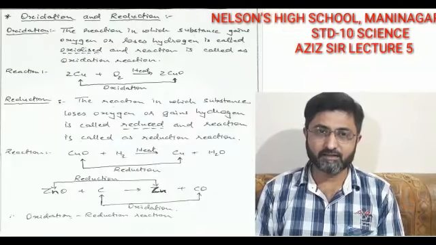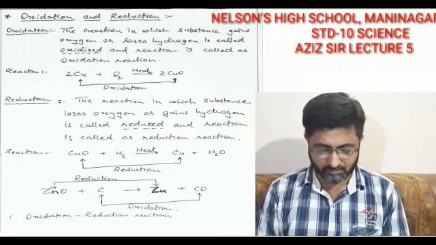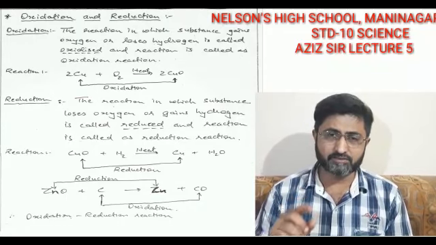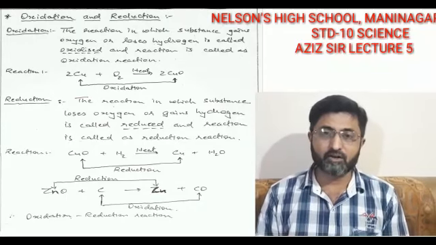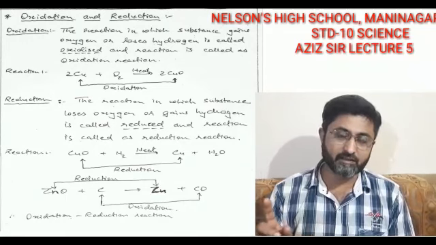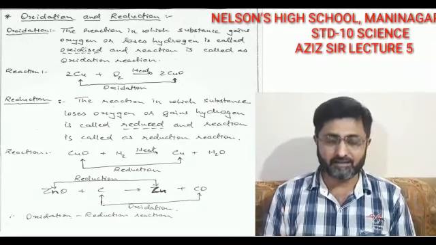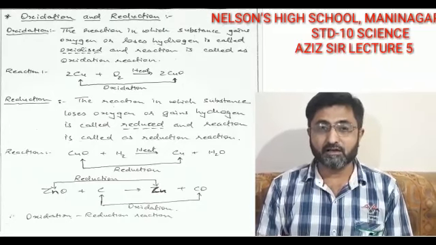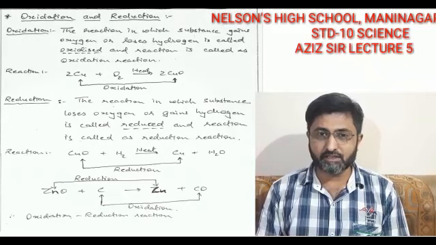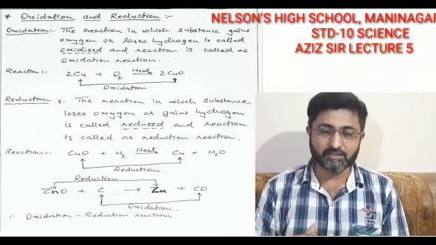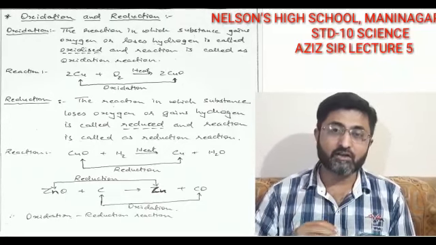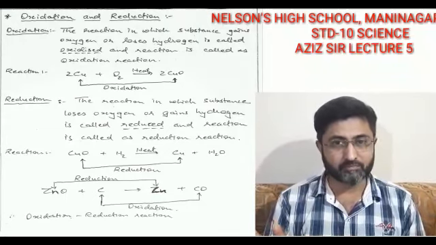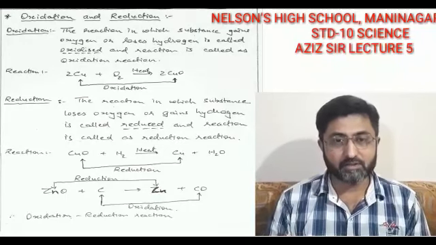Next is oxidation and reduction reaction. Oxidation, that is OX, and reduction, that is RED, together are basically called a redox reaction. Now what is oxidation? An oxidation reaction is a reaction in which oxygen is gained. Oxidation means oxygen is gained, or in a reaction hydrogen is lost. Either of them, or both of them, can also happen in a reaction.